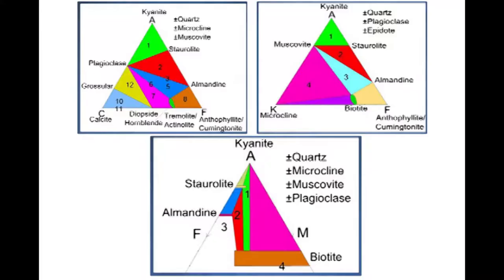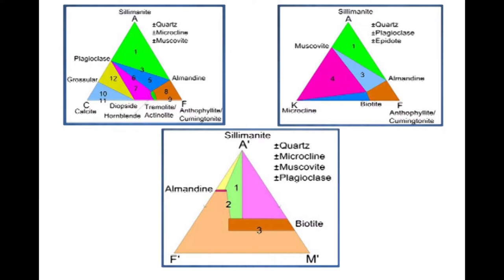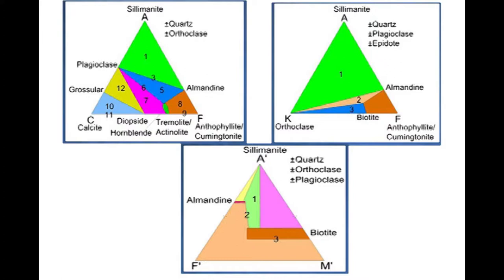If we see on the screen the ACF, AKF, AFM diagrams of all four different zones, we can observe different assemblages, particularly the pelitic, quartzo-feldspathic, calcareous, basic, and ultrabasic.